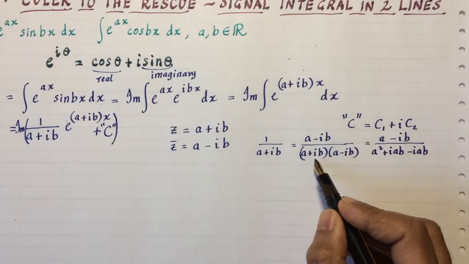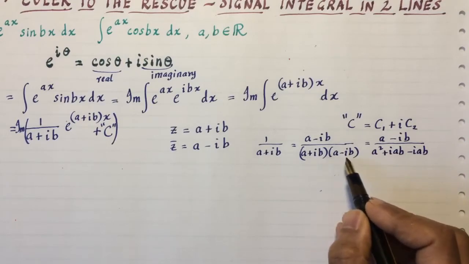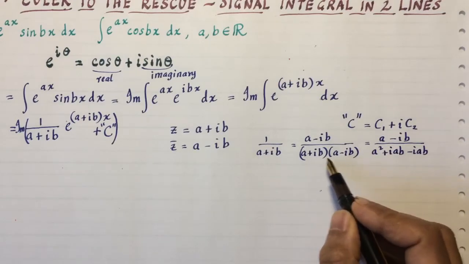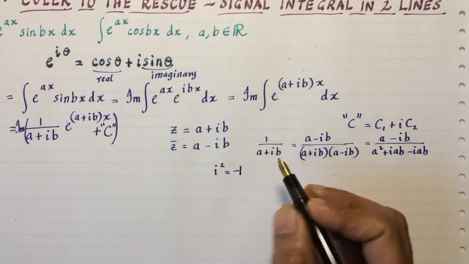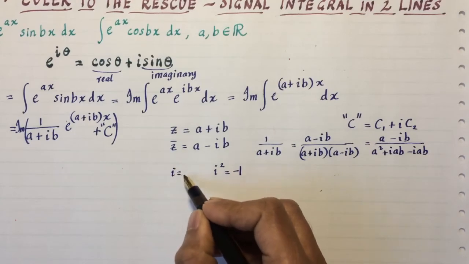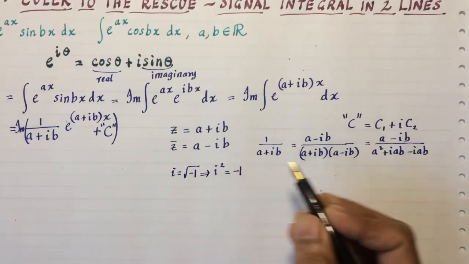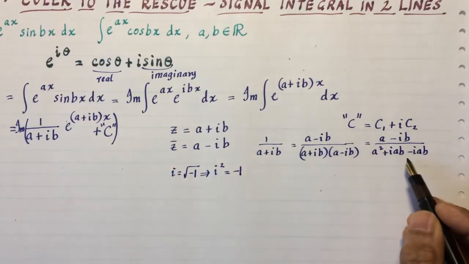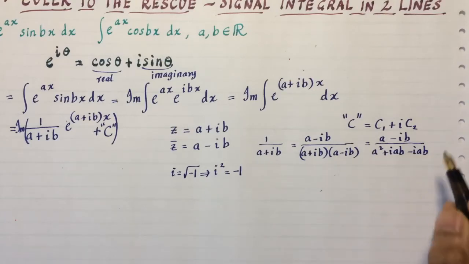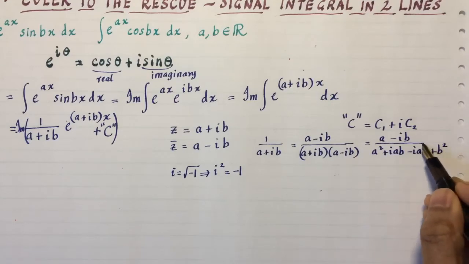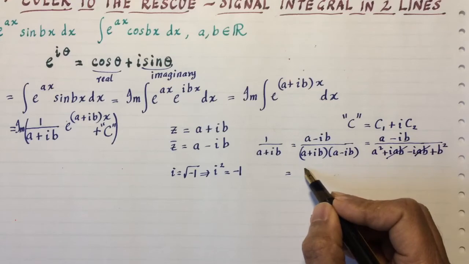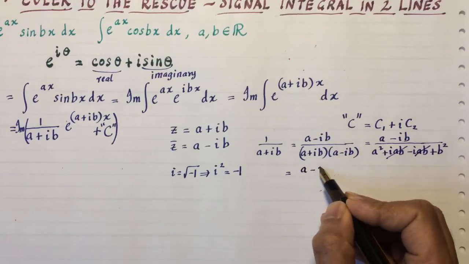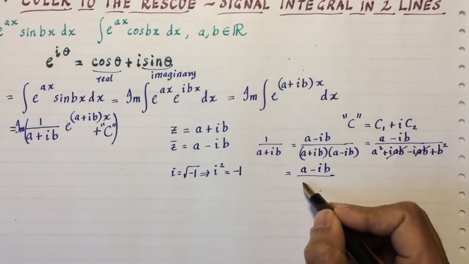Now be careful here. This is ib times minus ib. So I'm going to get a minus i squared. But i squared is minus 1 because i is equal to the square root of minus 1. As a result, negative i squared will be plus 1. So this is just plus b squared. These two terms cancel out, and I end up with the result that 1 over a plus ib is a minus ib divided by a squared plus b squared.